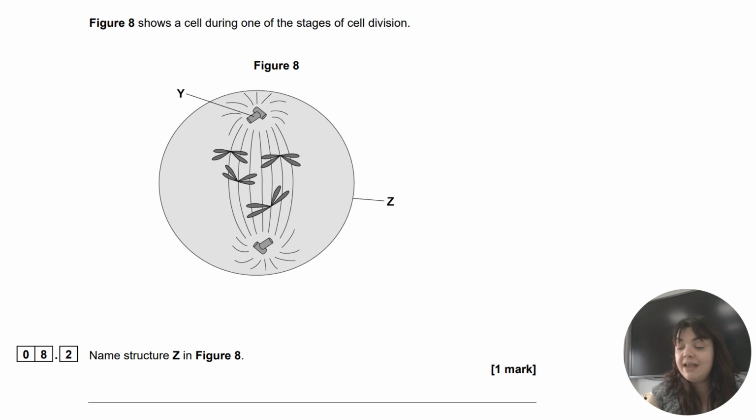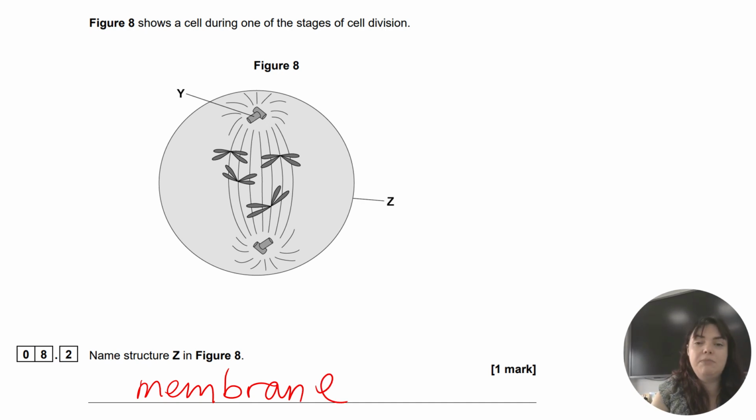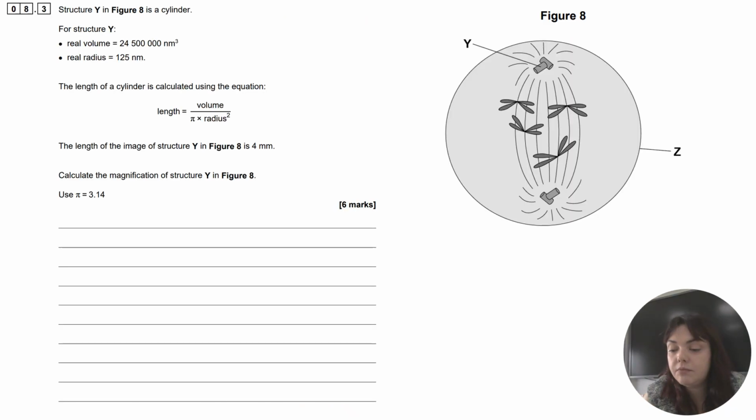Name structure Z in figure 8. So this is just the membrane. You don't have to put cell. If you've put cell membrane, absolutely fine. If you've just written membrane, absolutely fine. If you've written "membrain", that is fine. Phonetic spelling is okay.